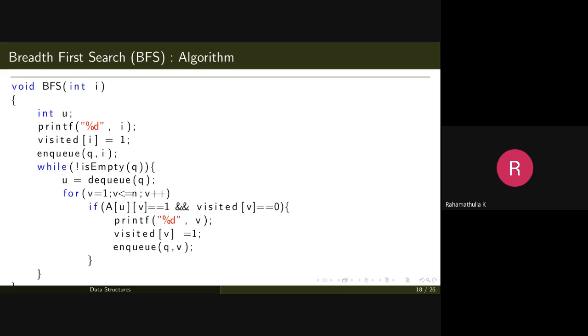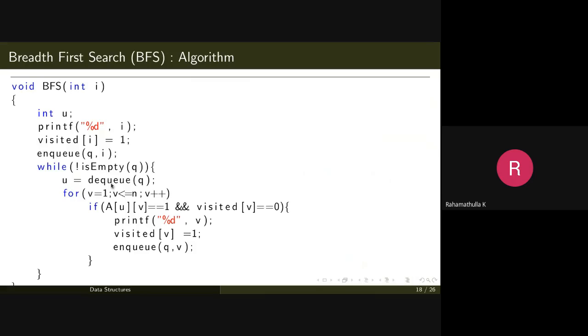Let's quickly look at the breadth first search algorithm. Into the BFS, we are passing the initial or starting vertex. Let it be I. Now you print I, which is the same as visiting the node. We need another array which has the same size as the number of nodes in the graph, and we'll mark visited I equal to 1. Then we'll enqueue the entry onto the queue, and we'll execute this while loop until the queue is empty.